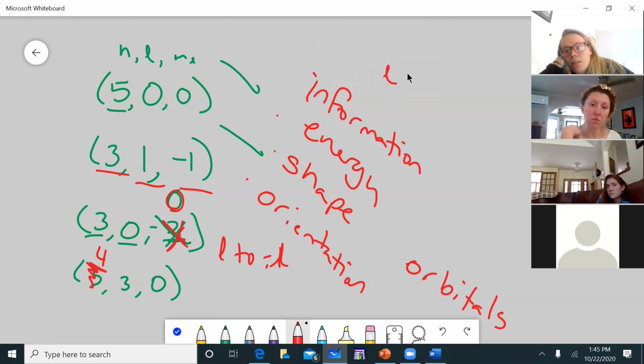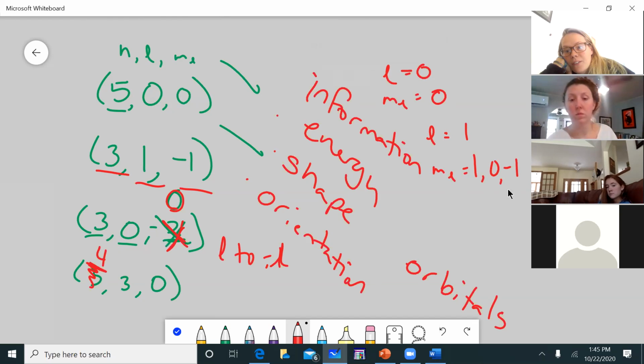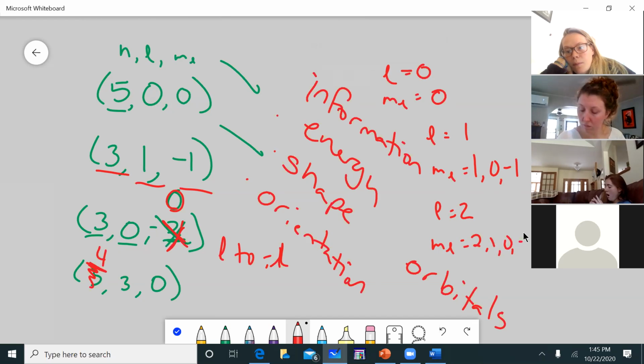So if L equals 0, your possible MLs are 0. L equals 1, your possible ML values are 1, 0, -1. If L equals 2, your possible ML values get to be 2, 1, 0, -1, -2. As your shape gets more complicated, you get to have more orientation options. Sphere, super simple, only has one orientation.